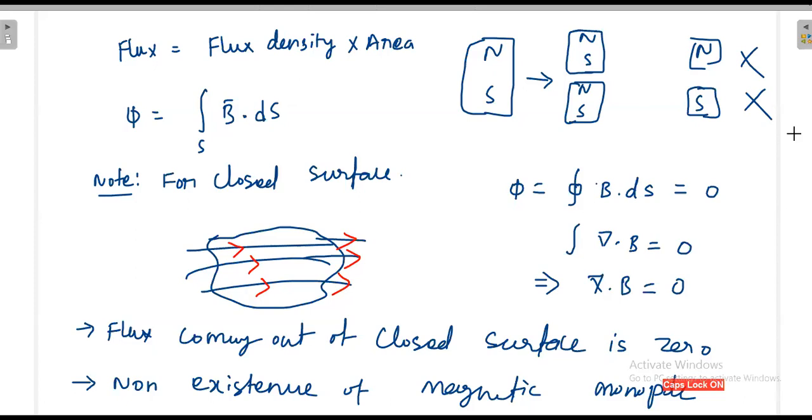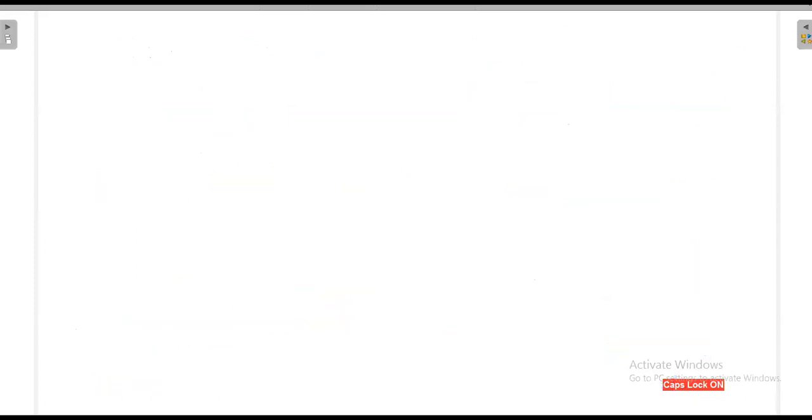Next, we will see the boundary condition for magnetic fields. Before going to the boundary condition, this is what we are in: magnetic field, magnetic medium, magnetic interfaces.